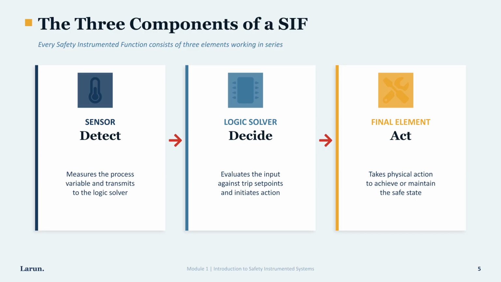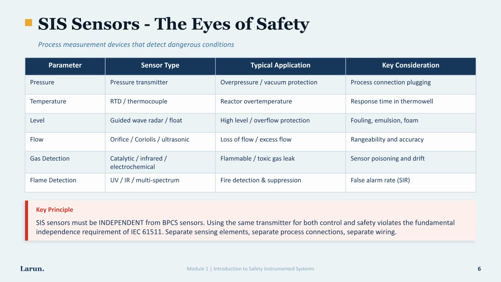The sensor detects the dangerous condition. The logic solver decides on the action, based on the input. Finally, the final element acts to achieve the safe state. SIS sensors are the eyes of safety. A key principle is that SIS sensors must be independent from basic process control system sensors. Using separate elements, process connections, and wiring ensures independence and avoids common cause failures, as required by IEC 61511.